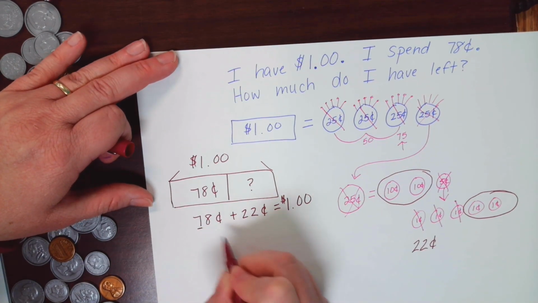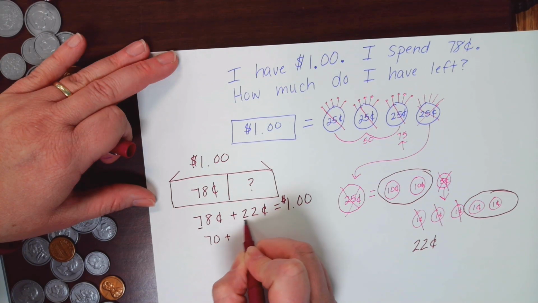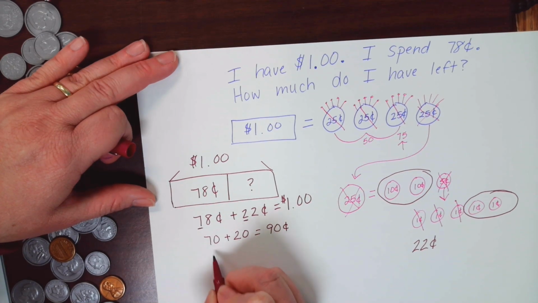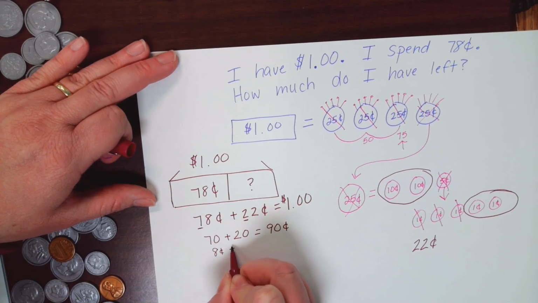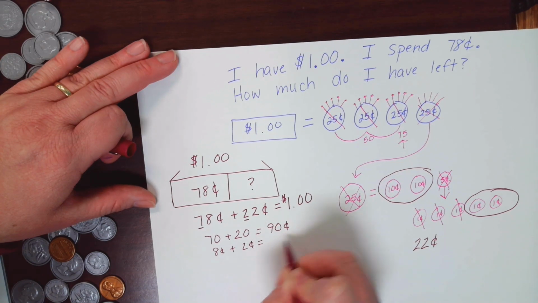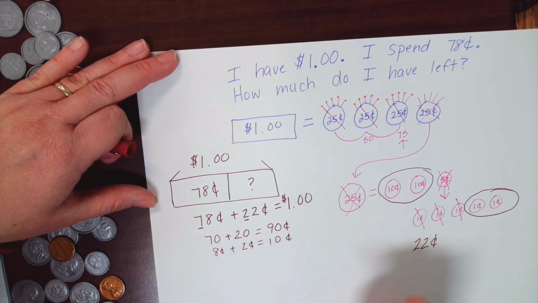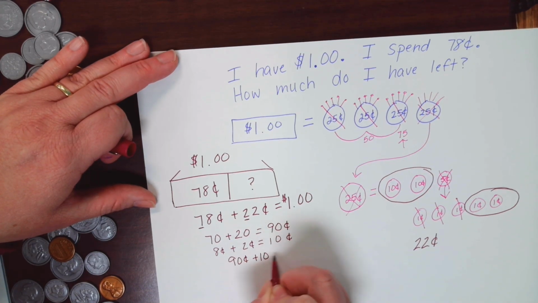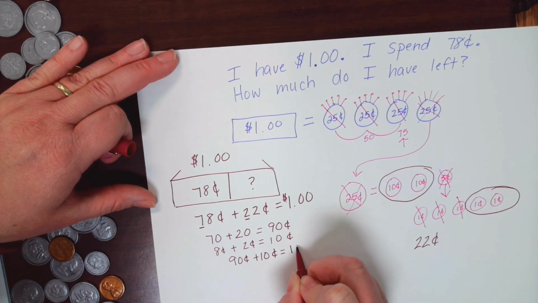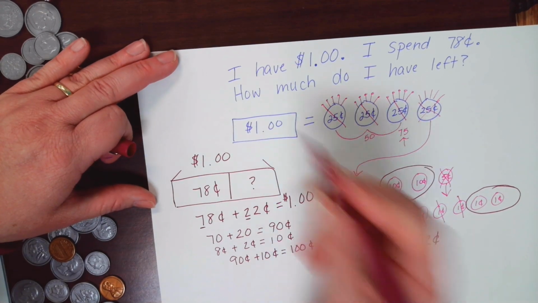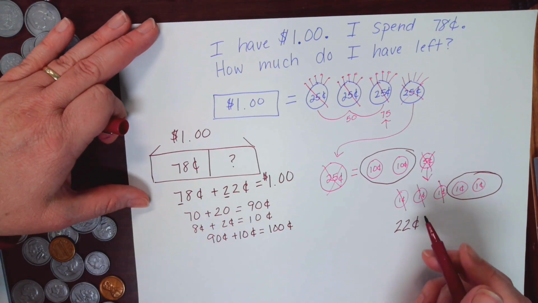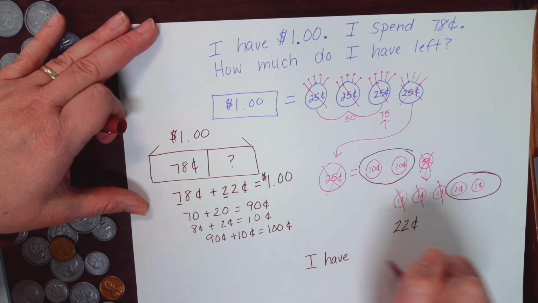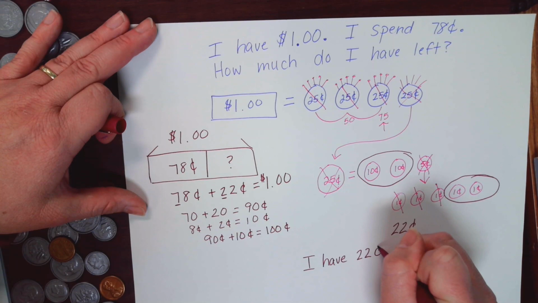So if I have 7 tens, which is 70, plus 2 tens, which is 20, I get 90 cents. If I have 8 cents plus 2 cents, I get 10 cents. Now I have to add my 90 and my 10 cents. So 90 cents plus 10 cents equals 100 cents, which is the same thing as $1. So it does check. Now I just have to write my sentence. I have 22 cents left.